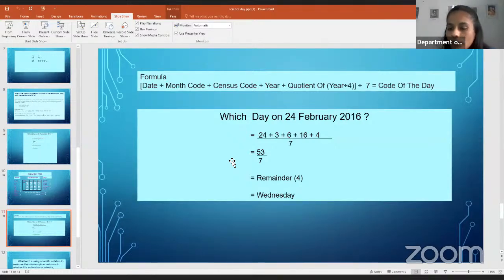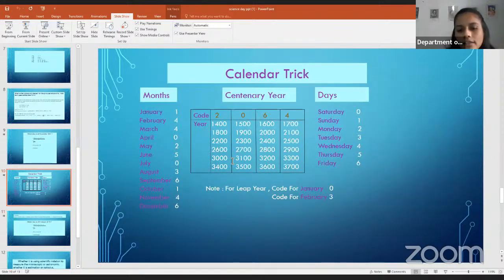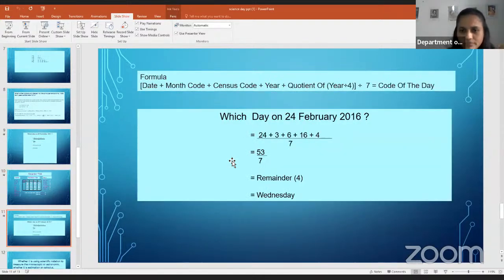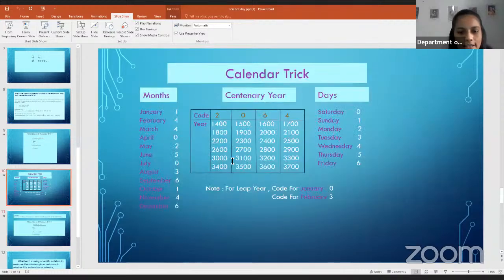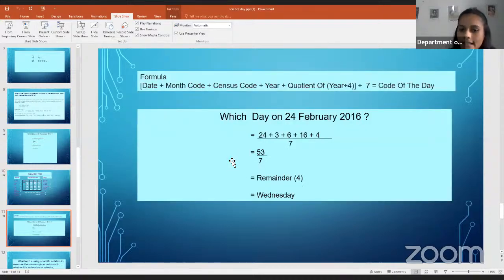So 2016 is a leap year. The formula is the same, but just as I have written in the note over here, for a leap year the code for January is 0 instead of 1, and the code for February is 3 instead of 4. So we have to find out the day on 24th of February 2016. By the formula, first it is the day, so it is 24, then the month code. Now it is February and it is a leap year, so our month code is 3. So it is 24 plus 3. Then next is the century code. Now the year is 2016, so the century is 2000, right?